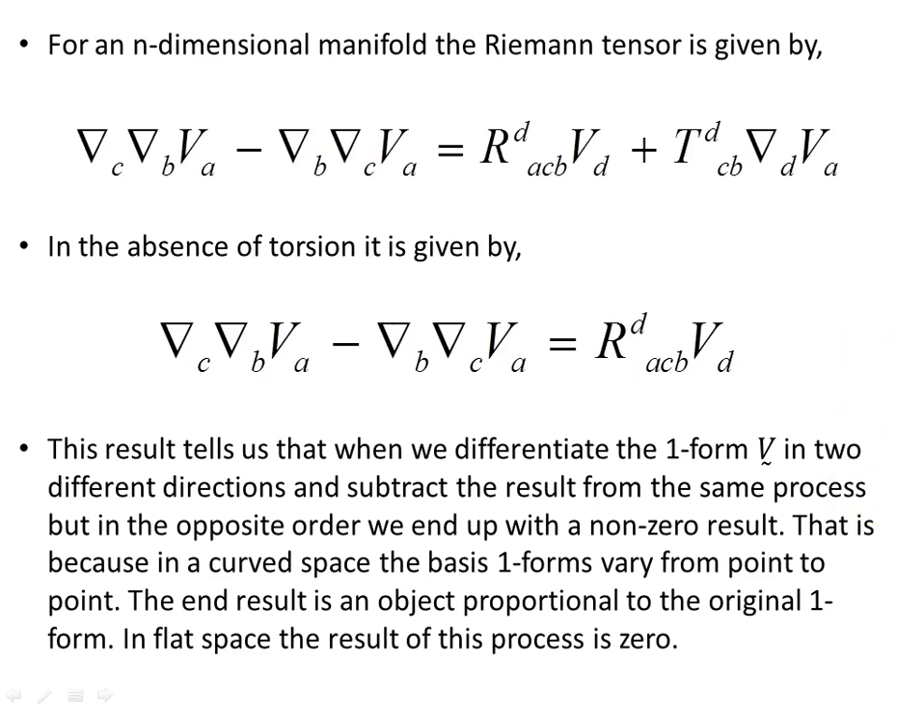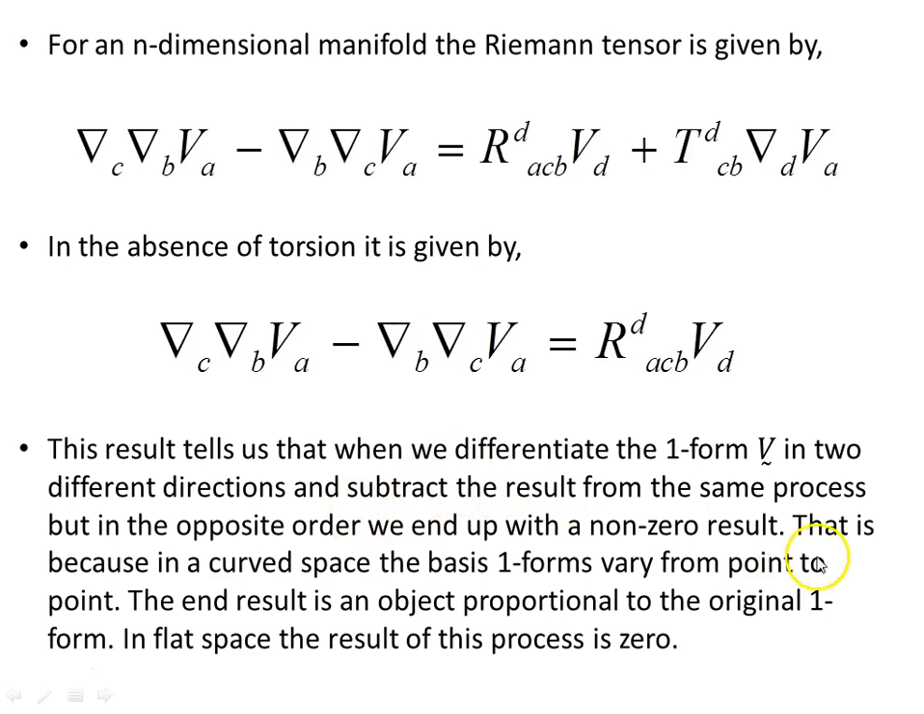Alright, for an n-dimensional manifold, the Riemann tensor is given by this object here, and we're using the 1 forms here, or covariant vectors if you like, with the lowered index. It's the Riemann tensor times the covariant vector or 1 form, plus the torsion and the covariant derivative of the 1 form. In the absence of torsion, this part drops out and we're left with just this equation here.